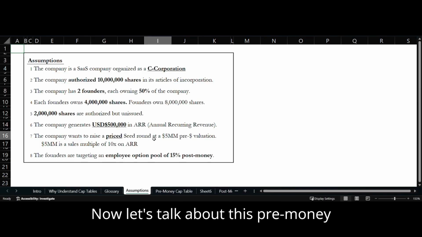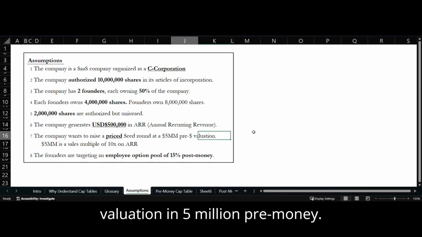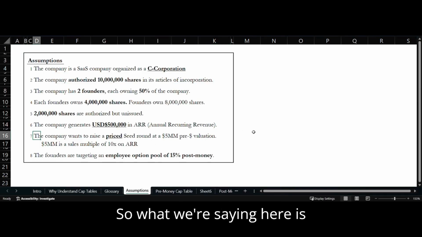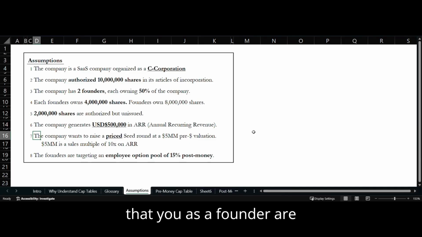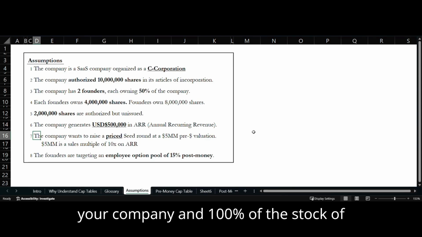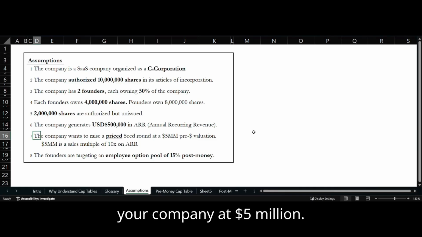Now let's talk about this pre-money valuation in 5 million pre-money. So what we're saying here is, if you're raising at a $5 million pre-money valuation, it means that you as a founder are valuing your company and 100% of the stock of your company at $5 million.